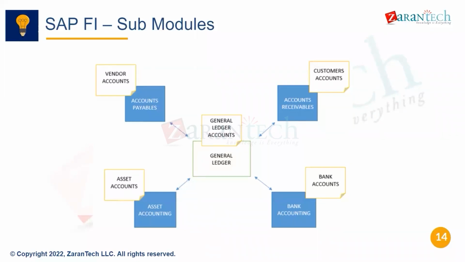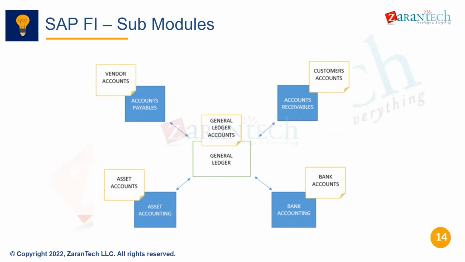So these are the sub-modules in FI. General ledger is in the central part from where we produce all the required financial statements. Then we have accounts receivables, accounts payables, asset accounting, and bank accounting. Accounts receivables is used to manage the customers, all the sales and relevant reports, like we have to provide the monthly statements to the customers, and also we send dunning letters, and we record the invoices and record the payments that are received from the customers.